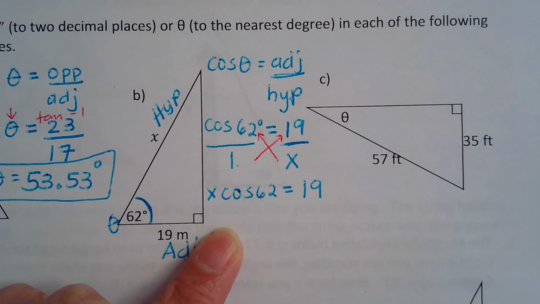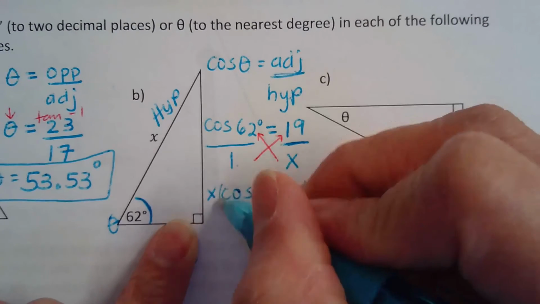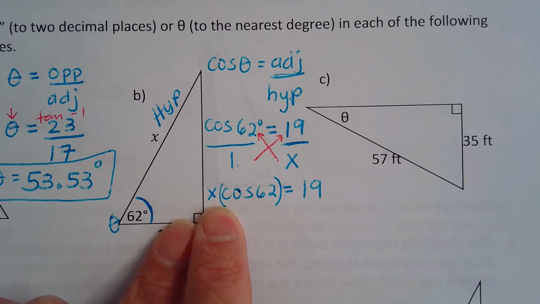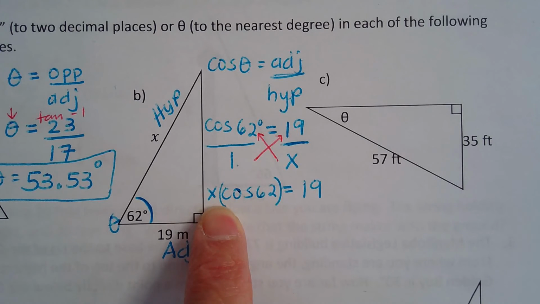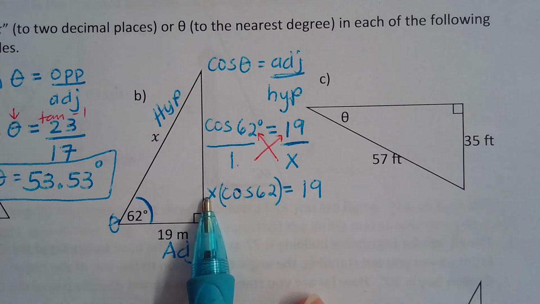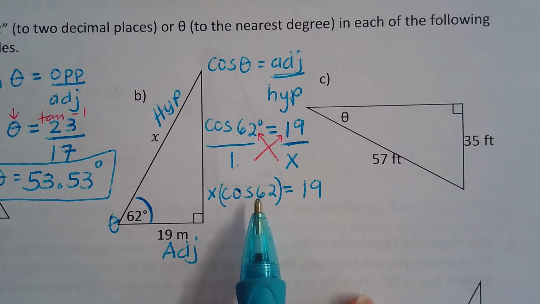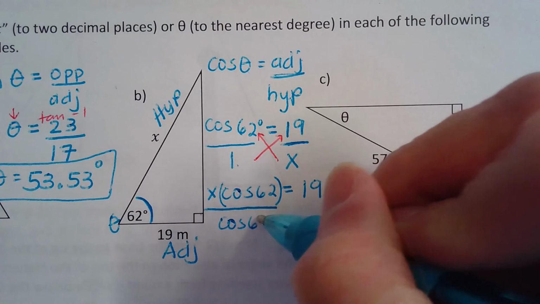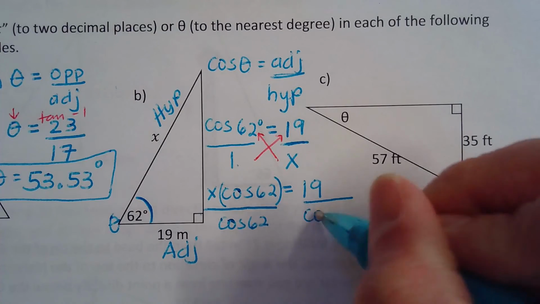Okay, have we solved for x? That's multiplication, so I'm going to put brackets around it. The x is not isolated yet. So what can we do to get the x isolated? Here x is being multiplied by cos of 62, so we're going to do the opposite: divide by cos 62, and I have to do the same thing on the other side.